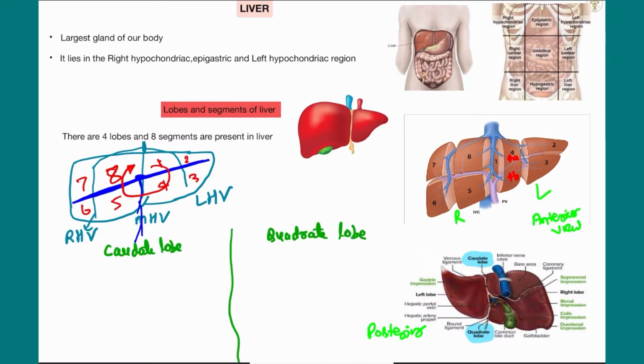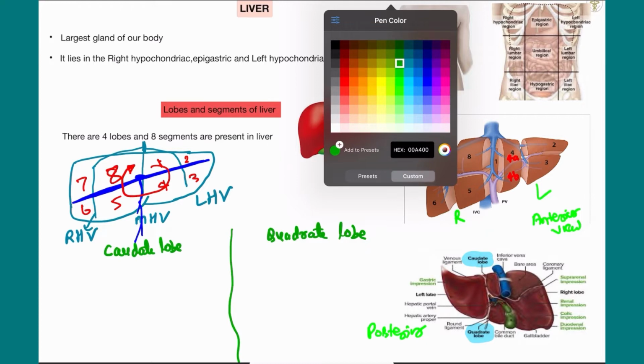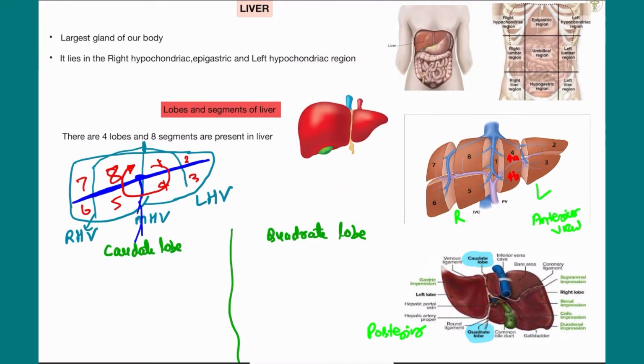In the caudate lobe of the liver, we'll change color. You will see this is visible like a comma shape. This is the comma shape visible. This is comma like. So it's called caudate. Caudate means comma-like visible. So it's called the caudate lobe of the liver. I will write: it's comma shaped.